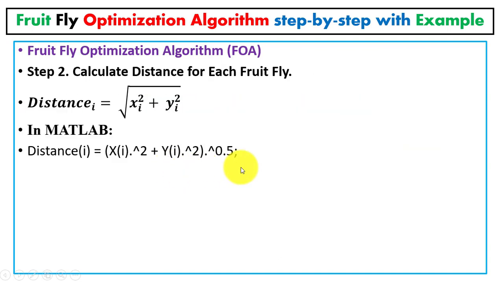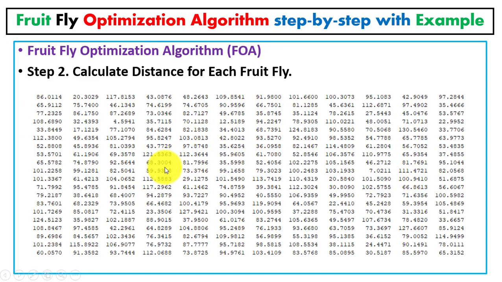Yes, we have 30 dimensions, so when you compute this, you will get the initial population for the x-axis and the y-axis. In step 2, we will compute the distance for each fruit fly, and using this equation you can compute the distance. In MATLAB you can write this, x_i squared plus y_i squared, and we use this to update the distance. Then when you run the code, you will get the distance values for each fruit fly.